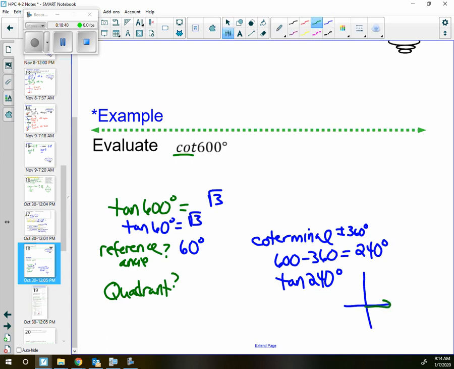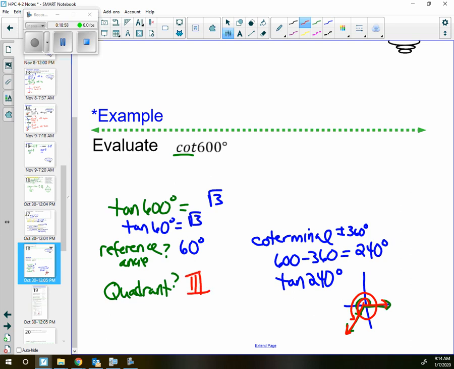What quadrant would you be in? So for 240, that's going to be down here in quadrant 3. If I graph 600, you just go all the way around the circle once and then 240 degrees. So we see that they end in the same location, so they're going to have the same triangle. So they're in quadrant 3.